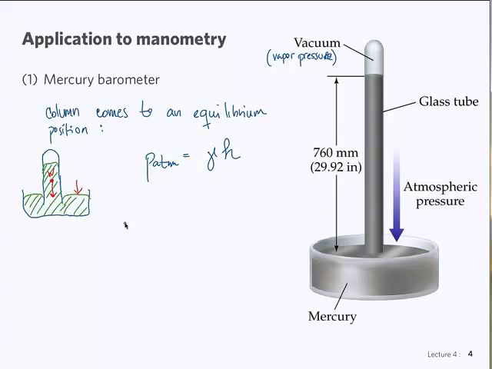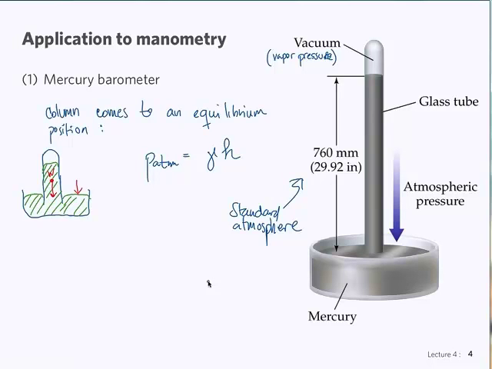For example, there's a value for the standard atmosphere. It's about 760 millimeters of mercury, or 29 inches. 29.92 is the measure of atmospheric pressure at standard atmospheric conditions: sea level, 20 degrees.